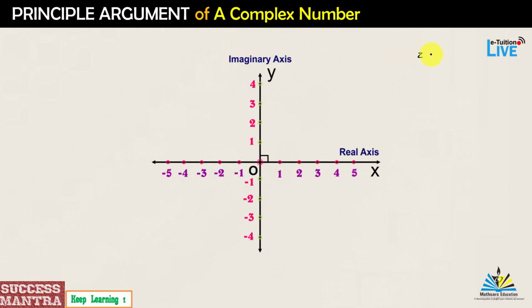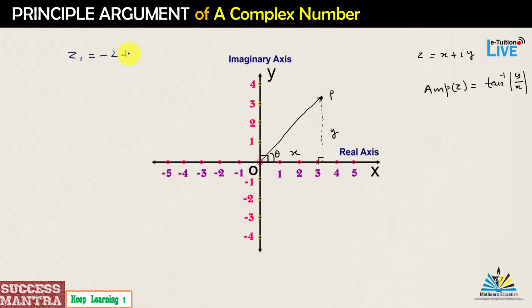Let's say we have z is equal to x plus iota y, and if it is in the first quadrant, like here, let's say this is x, this is y, then this is the point P in first quadrant, this is angle theta, then amplitude of z is equal to tan inverse mod y upon x in the first quadrant.